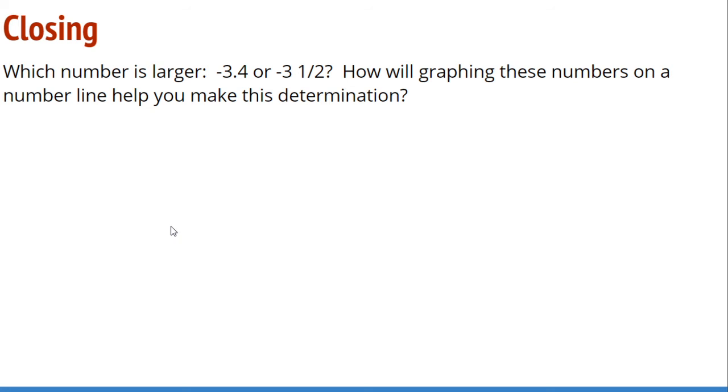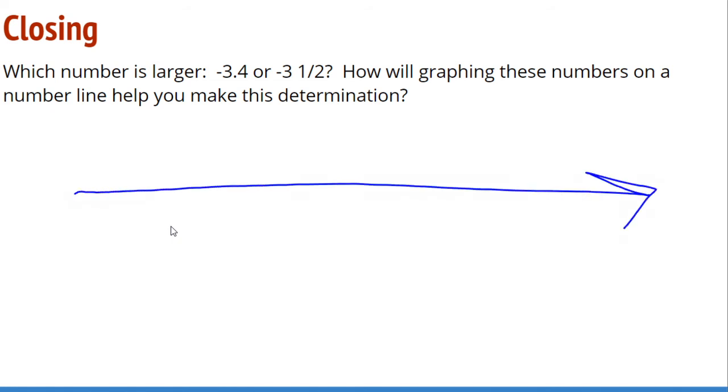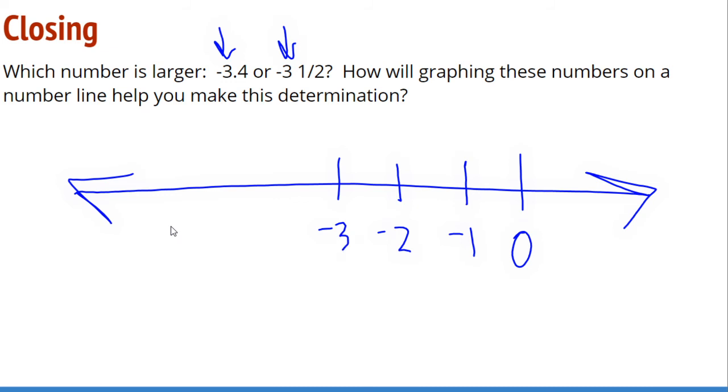So which number is larger, -3 4/10 or -3 1/2? And how would graphing these numbers on a number line help you figure this out, make this determination? Well, let's quickly create a number line here. They're both negative, so I'll put 0 off here to the right. Now I'm going to -3 with both of them. So -1, -2, and -3.